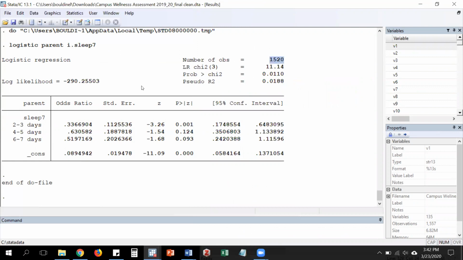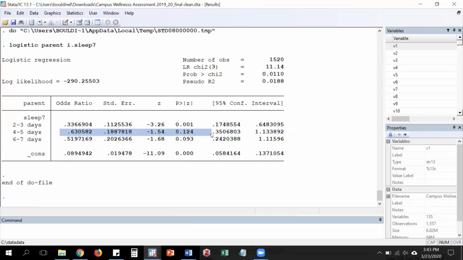We still have 1,520 people included in the regression, but for sleep, instead of getting just 1 odds ratio for sleep7, we get a different odds ratio for each category. And so this is saying, compared back to the 0 to 1 days group, so there is a reference category. And so this first odds ratio, for example, is saying that compared to students who said they got 7 to 9 hours of sleep on 0 to 1 days in the past week, the odds of them being a parent are 0.3 times as high. So if you did 1 minus 0.3, this is about a 67% lower odds of being a parent if you said you got 7 to 9 hours of sleep on 2 or 3 days in the past week. And this one is statistically significant.